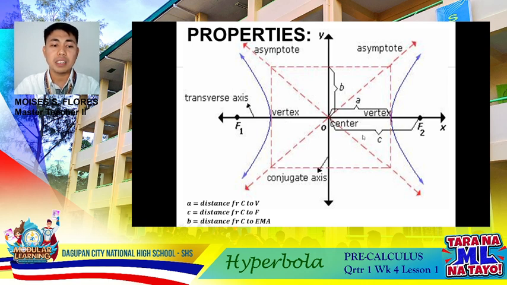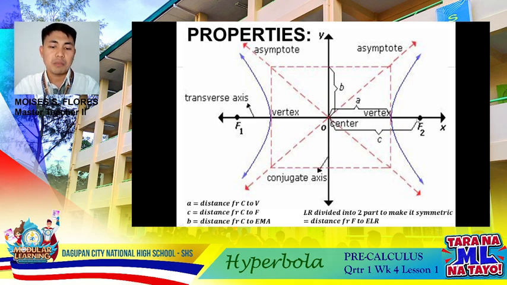On the other hand, b, the distance from the center to the ends of the minor axis, is called the conjugate axis. And of course, the line segments through F sub 1 and F sub 2 that are perpendicular to the major axis are called the latera recta, and each has a length of 2b squared over a. To make it symmetric, we simply divide it into two to locate the ends of our latera recta, from the focus to the end of the latus rectum.